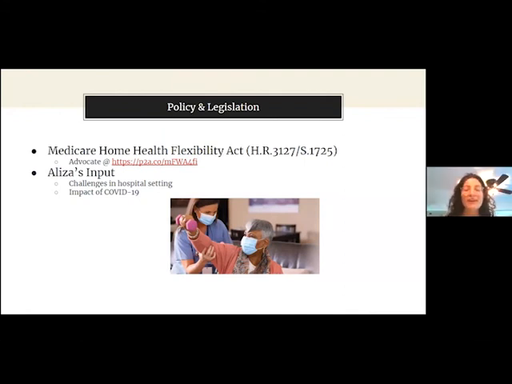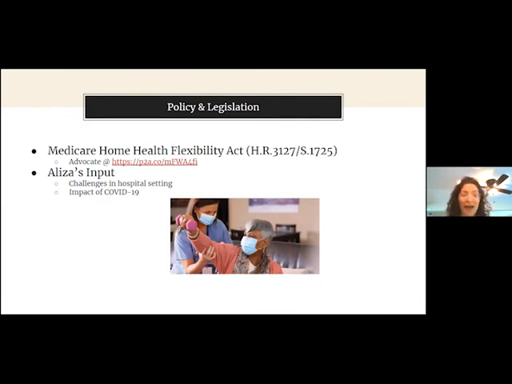It's important for us as occupational therapists to understand and be aware of the policy and legislation in place within this setting. Recently, due to COVID-19, the Centers for Medicare and Medicaid Services temporarily suspended regulatory requirements, now allowing occupational therapists to open Medicare home health cases. This was passed on April 9, 2020, but currently the Medicare Home Health Flexibility Act is in discussion, which would allow this change to become permanent.